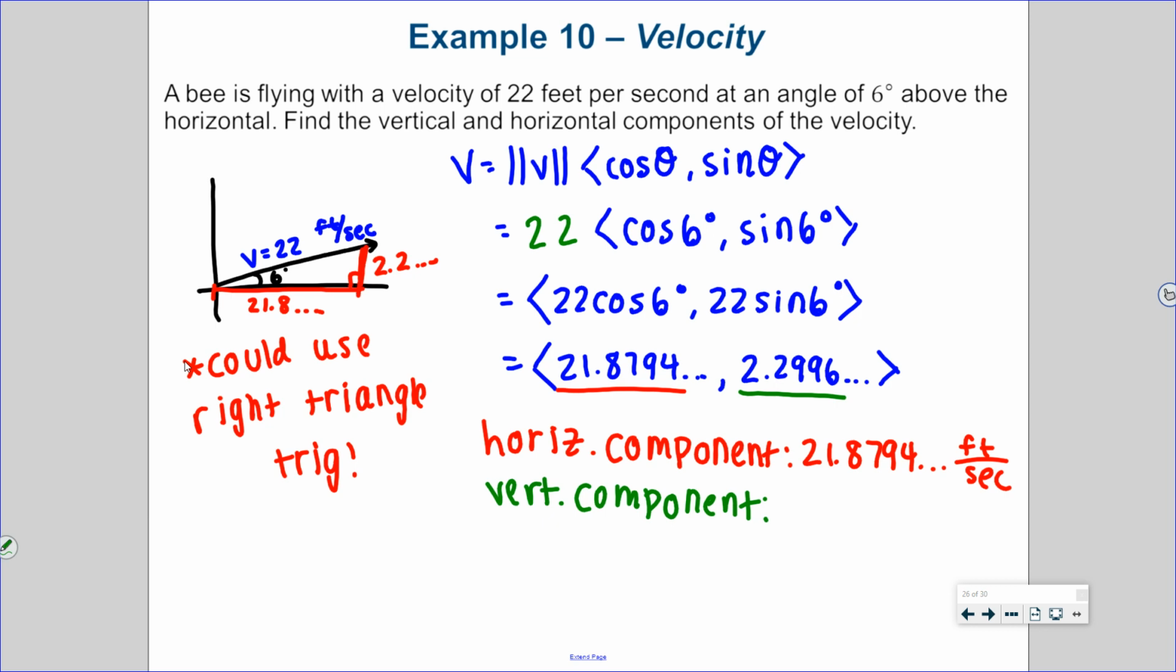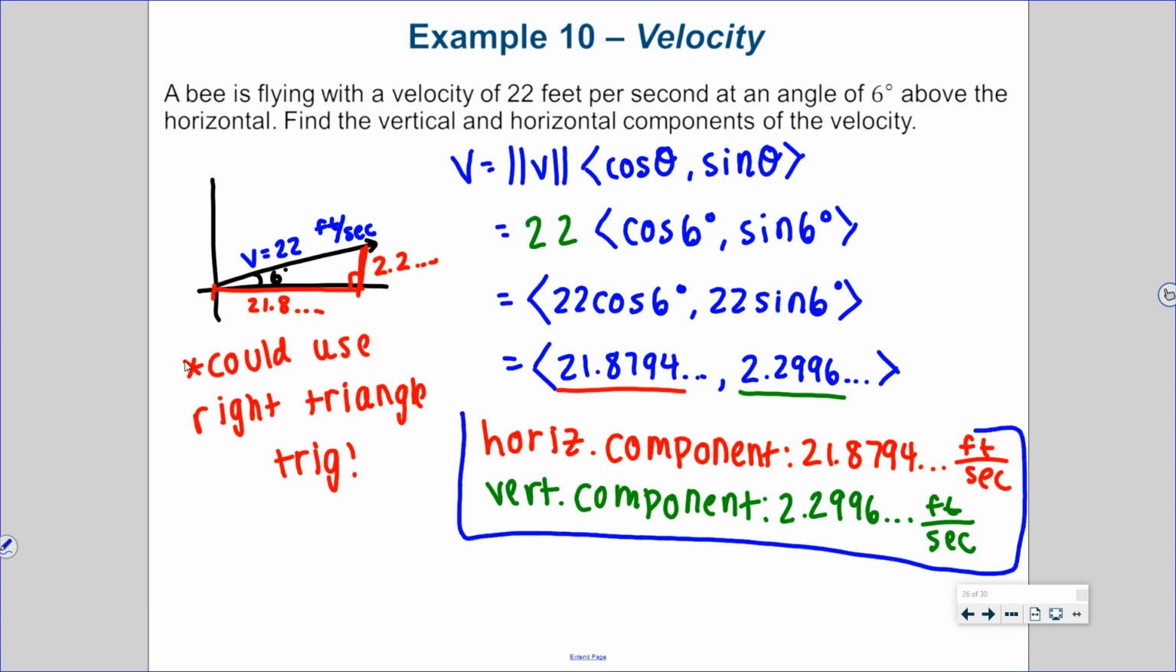Is there any way we can abbreviate that? Like the whole thing, can we just write HC for horizontal component and VC for vertical component? Yeah, if you want to do HC and VC, that's fine. You could check your answer by using Precalc if you wanted to. My calculator is dead.